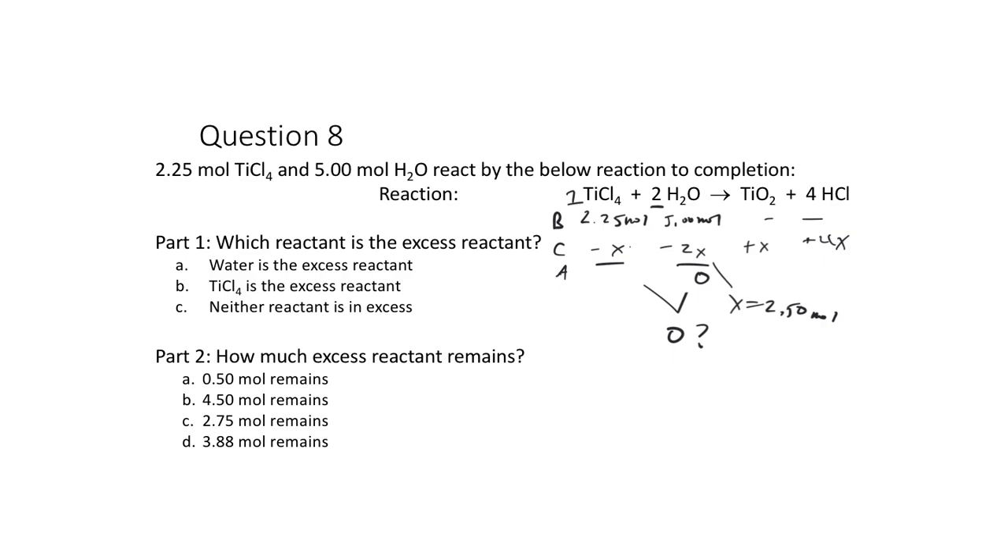So what that means is that this isn't going to 0. The other one is going to go to 0. And so that's going to make x equal to 2.25 mole. And so then 5 moles minus 2 times 2.25 is equal to 0.50 moles.